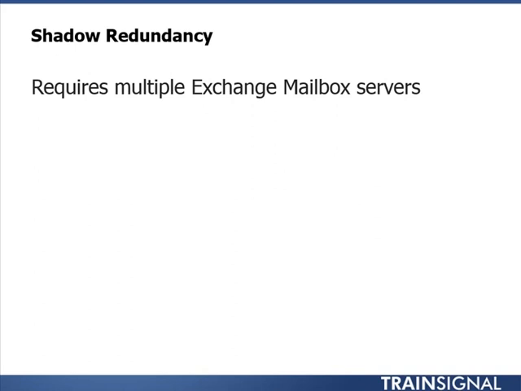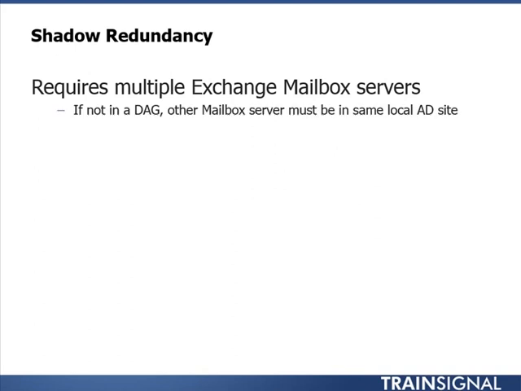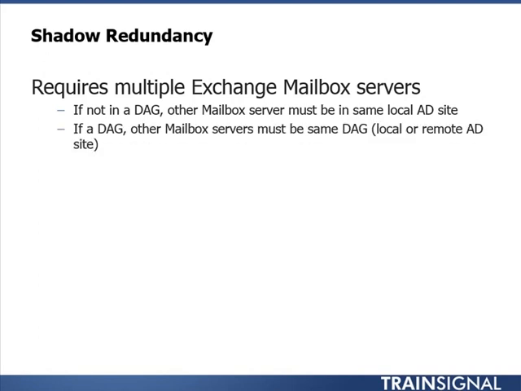There are a couple of pieces to this, however, that you need to keep in mind. For example, if you have multiple Exchange mailbox servers and they're not part of a DAG, then the other mailbox server must be in the same local Active Directory site. And that's the only way that shadow redundancy is going to work in that case. However, the good news is if you are using a DAG, then the other mailbox servers must be in the same DAG, and they can be local or remote in terms of the Active Directory site.